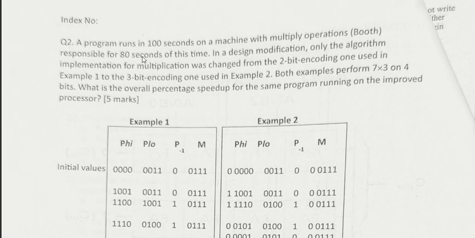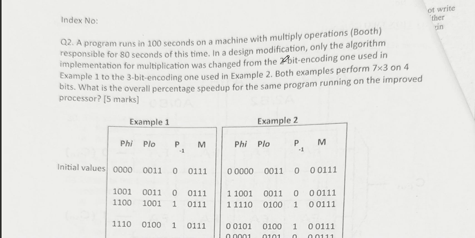The question says a program runs in 100 seconds on a machine with multiply operations responsible for 80 seconds of this time. In a design modification, only the algorithm responsible for implementation of multiplication was changed, from 2-bit encoding to 3-bit encoding, and both examples are given. There is also an overall speed up. So the whole thing is you just have to find the speed up for multiplication.